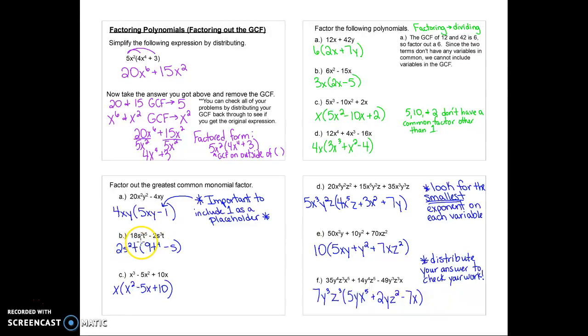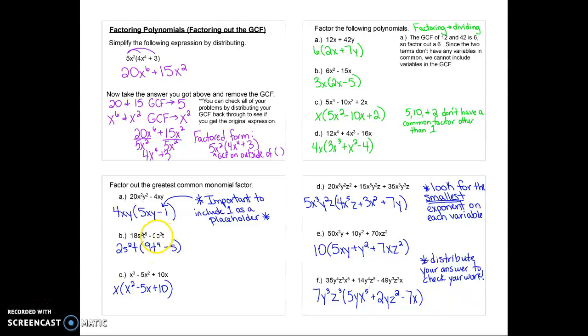Next example, 18s squared t to the 5th minus 2s to the 3rd t. Same thing. Greatest common factor is a 2s squared, because that's the smaller of the two powers of s, and a t to the 1st power. Then you're just dividing it out. 18 divided by 2 is 9. S squared divided by s squared, there's none left. So this term no longer has an s with it because they completely cancel. But your t's are a t to the 5th and a t to the 1st, which gives you a t to the 4th.